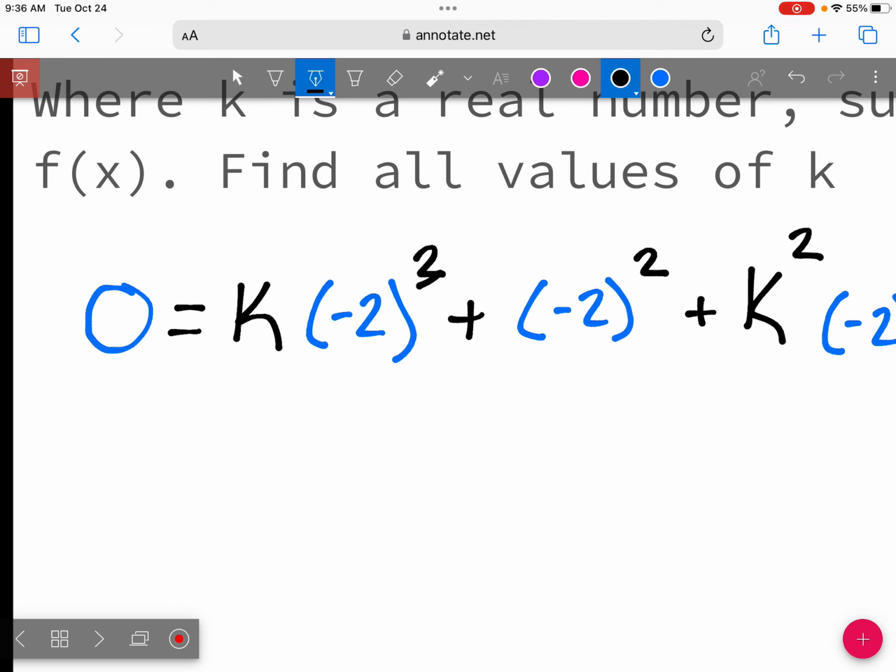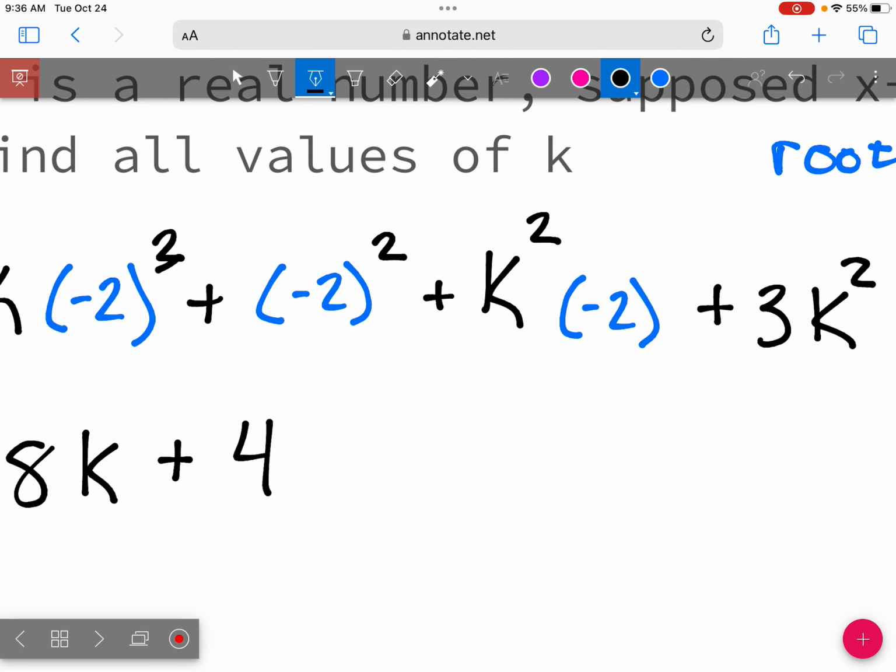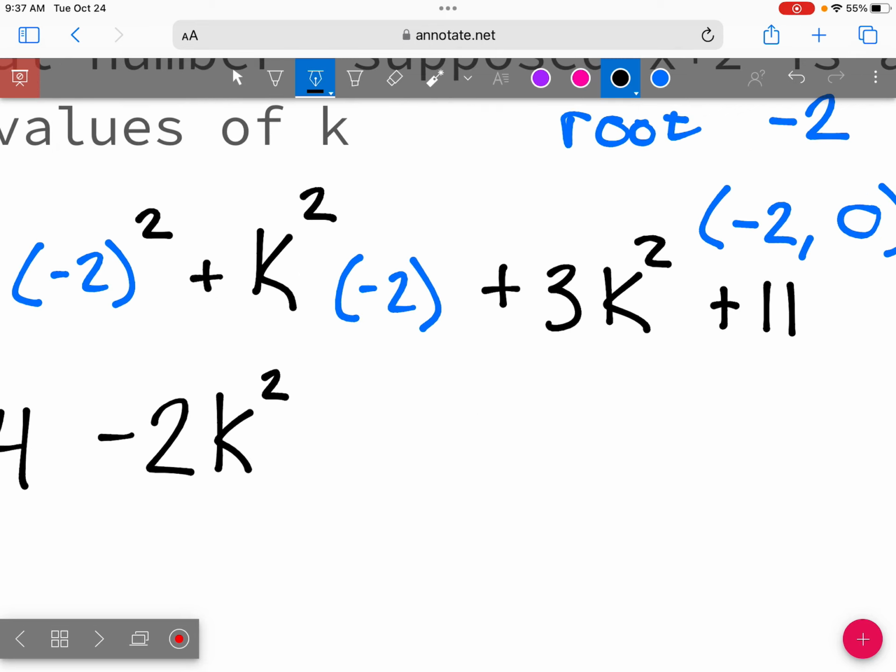So we're going to have 0 equals, what's this first term going to be? Negative 8k plus 4 minus 2k squared plus 3k squared plus 11.